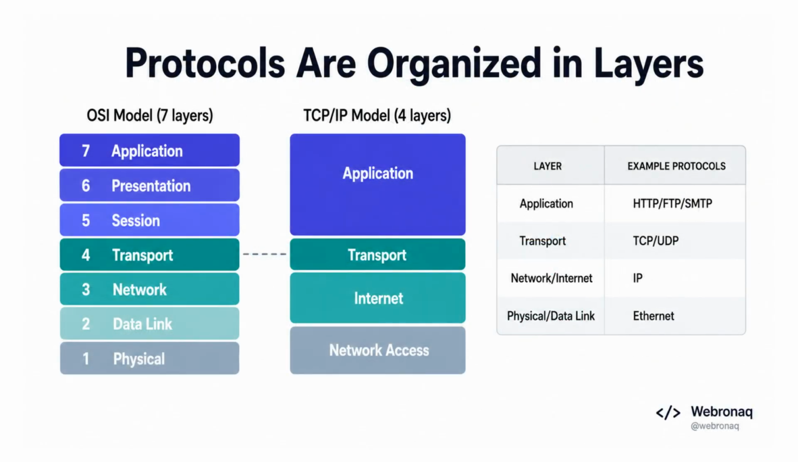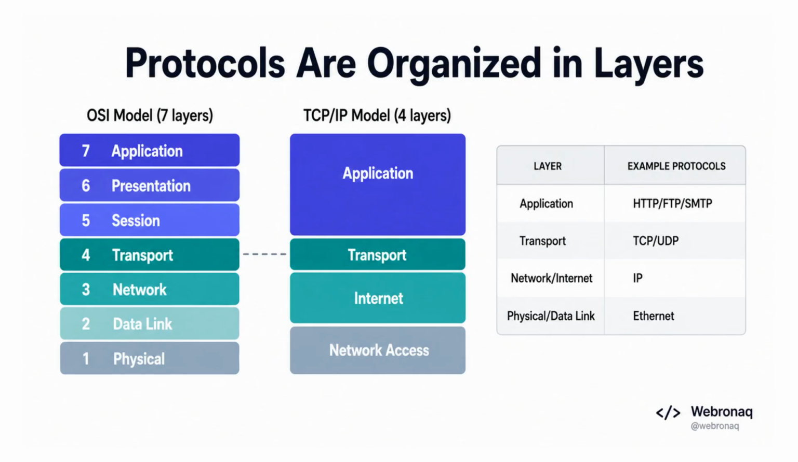Now look at this. Sending data across a network involves a chain of jobs: turning data into bits, routing packets through the internet, ensuring delivery, and finally, making sense of the content at the app level. No single protocol does all of that. Instead, protocols are organized into layers, where each layer handles one specific job and hands its result to the layer above or below it. The most widely taught model is the OSI model, which defines 7 layers.